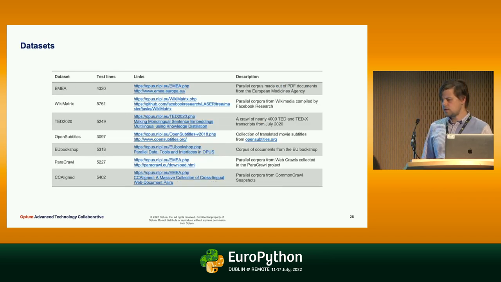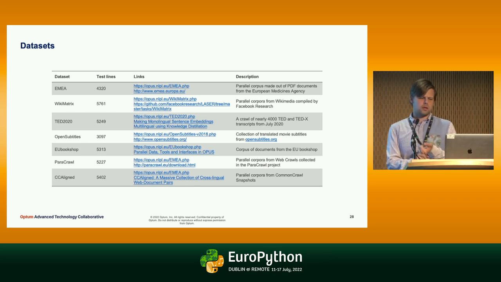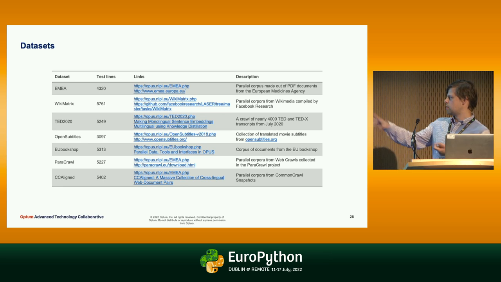Another piece was datasets. So again, as I said, for public evaluation, we just use public datasets from Opus. One of them was actually in the healthcare domain. So EMEA, it's a corpus of documents from the European Medicines Agency, translated to different languages. And others were some extracts from Wikipedia, some TED Talks, OpenSubtitles, books, and ParaCrawl and CCAligned. It's aligned text from web crawl.